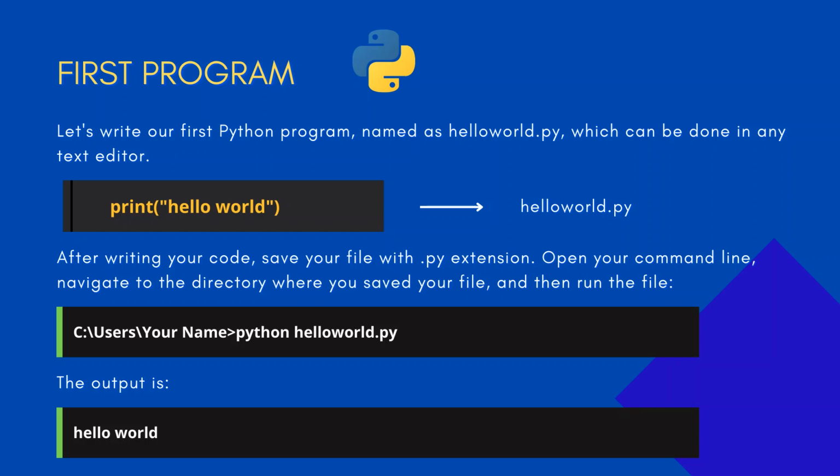So, after writing your code, save your file with the .py extension. Open your command line, navigate to the directory where you saved your file, and run the file by typing the command python hello-world.py. It will give the output as hello world on the screen. So, you wrote your first Python program successfully.